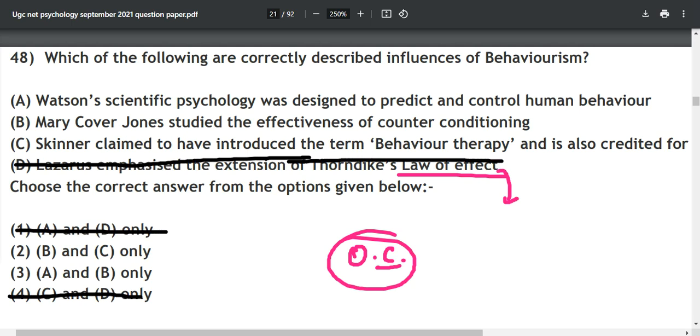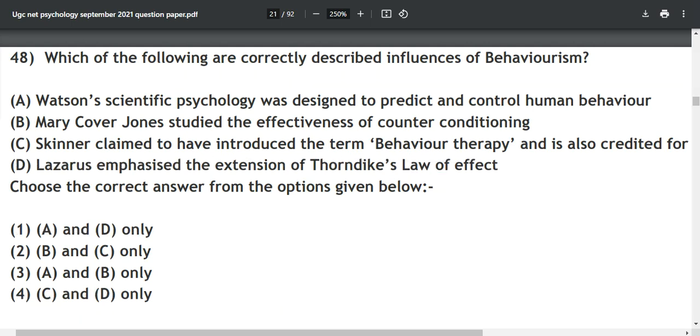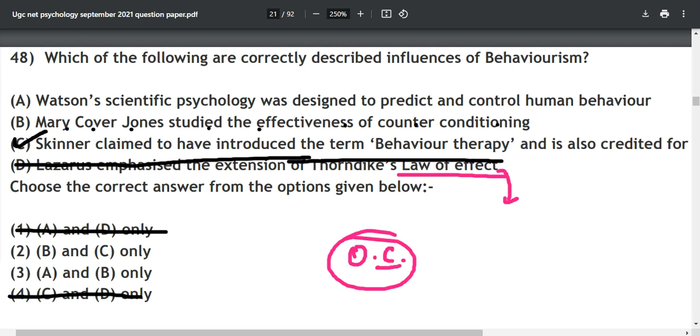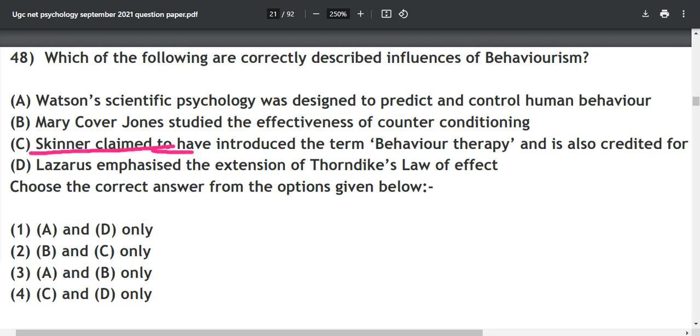Now B and C. Mary Cover Jones studied the effectiveness of counter conditioning, and Skinner claimed to have introduced the term behavior therapy and is also credited for it. Do you think Skinner has introduced behavior therapy? No, never. If you have studied, you will understand that C and D, both options are wrong, and that is how we get the correct answer.